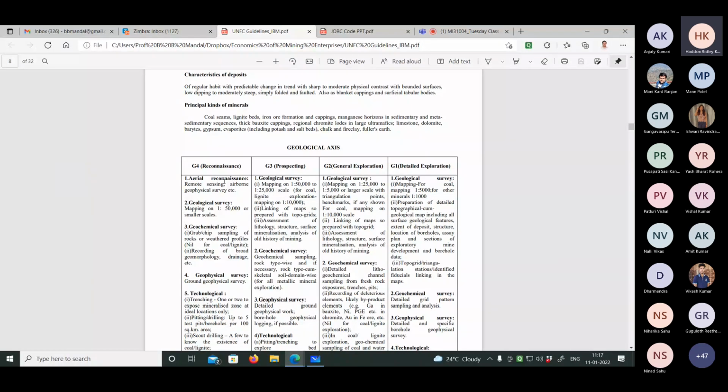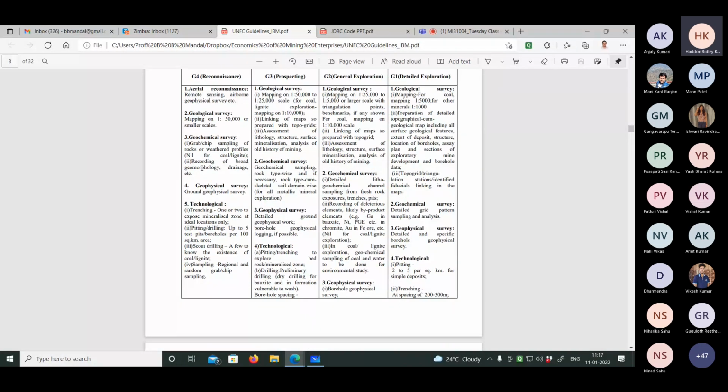Now geochemical survey, grab sampling, chip sampling of rocks, of weathered profiles. That means from the top you are just grabbing samples, taking chips, and then recording a broad geomorphology. That means the different succession of rocks, drainage, how the water is flowing, the locations of the nalas, rivers, or streams. Geophysical survey, ground geophysical survey. There are geophysical methods like electric potential, charge, and then magnetic survey. These things you have to do through geophysical survey.